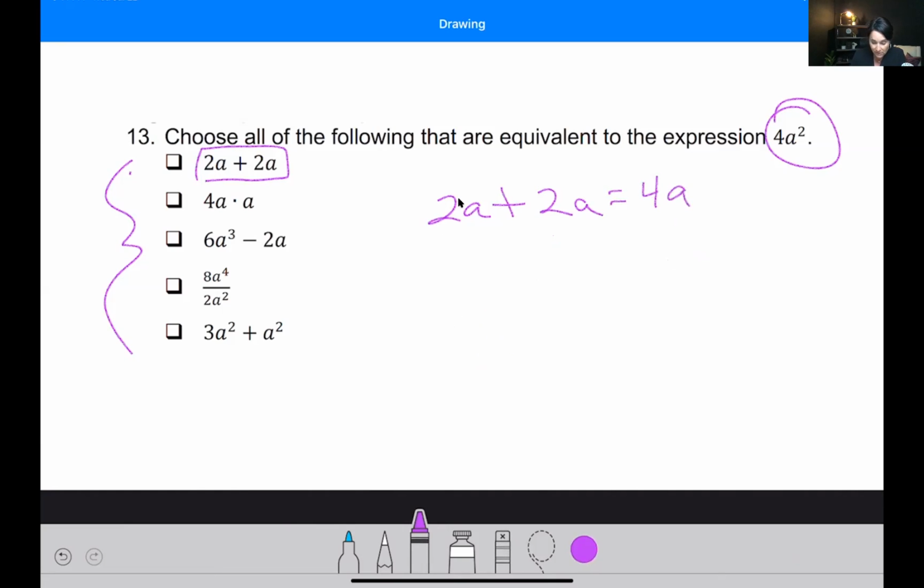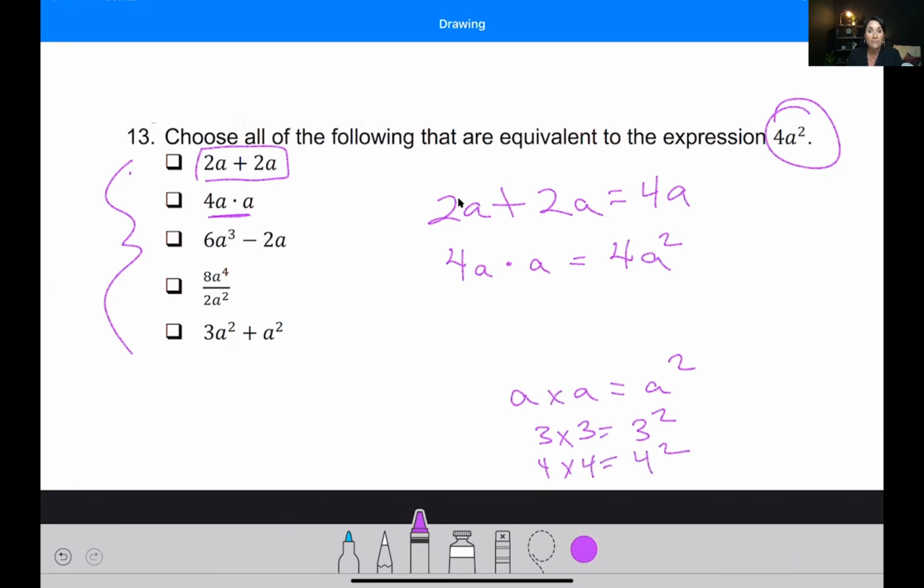Not 4a squared. Now let's take a look at the second box here. 4a times a. Well, 4a times a is 4a squared, because a times a is a squared, just like 3 times 3 is 3 squared, and 4 times 4 is 4 squared. We're just talking about a variable and not an integer here. So a times a is a squared, and in this case, you just tack on that 4 and you get 4a squared. So I'm going to check the second box there, all right?